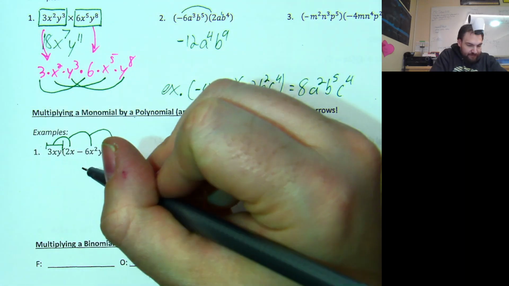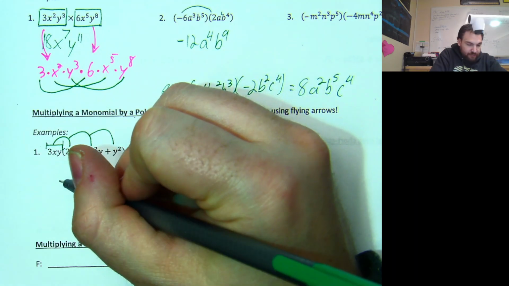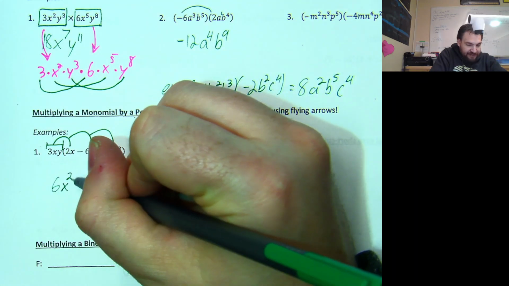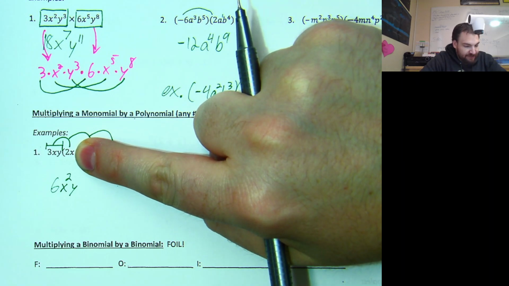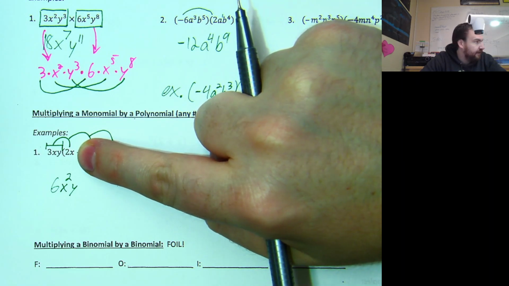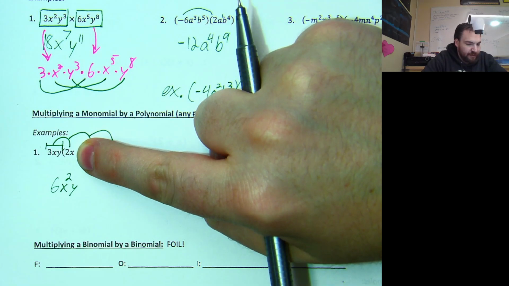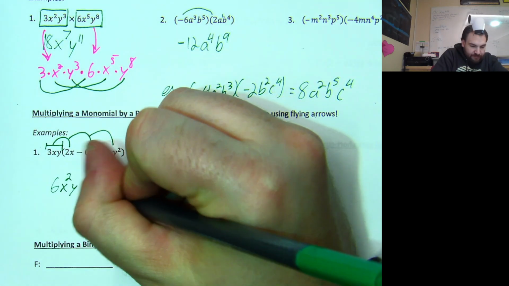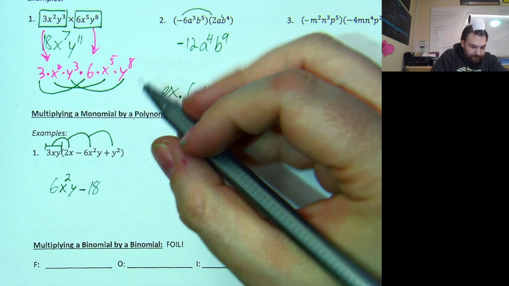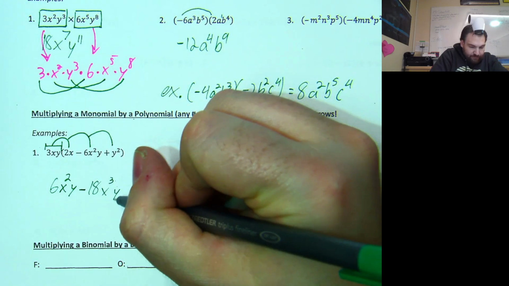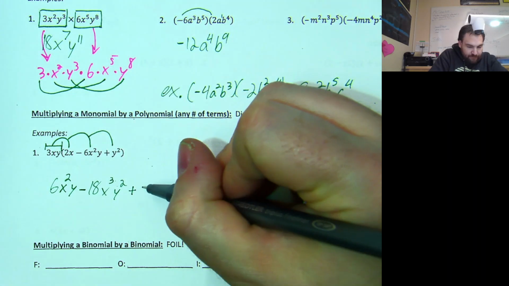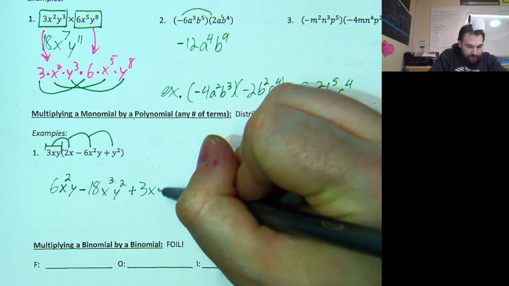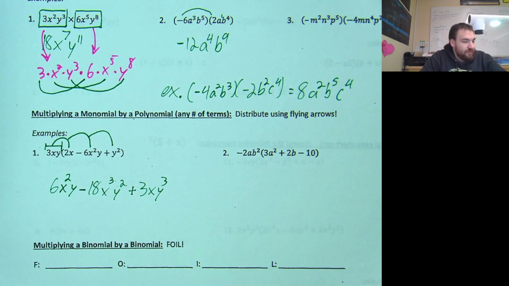3xy times 2x squared, which is 6x squared y. 6x squared y is going to be my first term. Look at what we did: we multiplied the 3 and the 2 together. The x times x is x squared, and then the y doesn't have anything to group with, so it stays just y. Keep going, Carolyn. And then it's going to be negative 18 x cubed y squared. Okay. And then it's just 3x y cubed. And then we can group if we can.